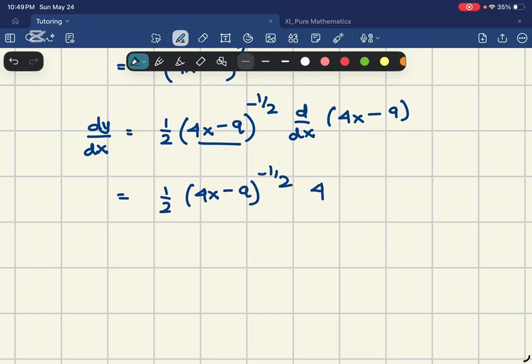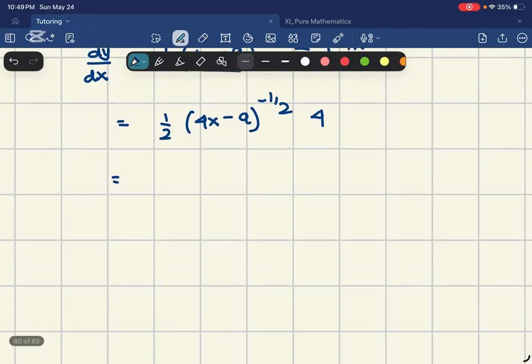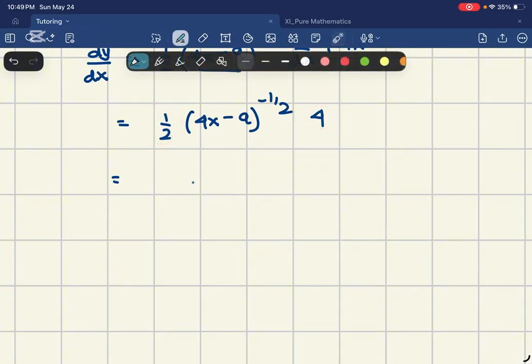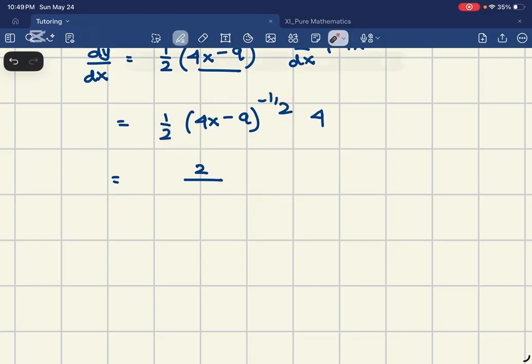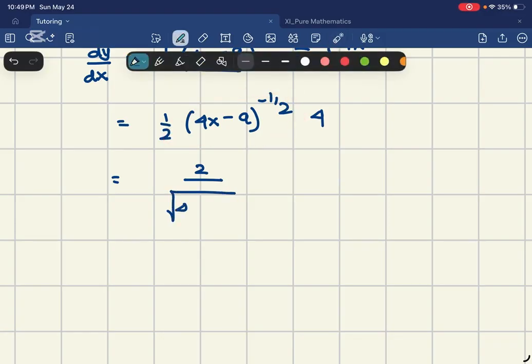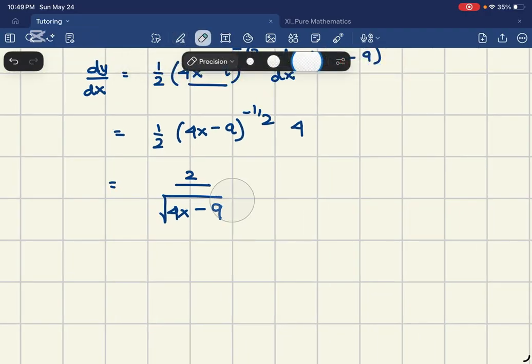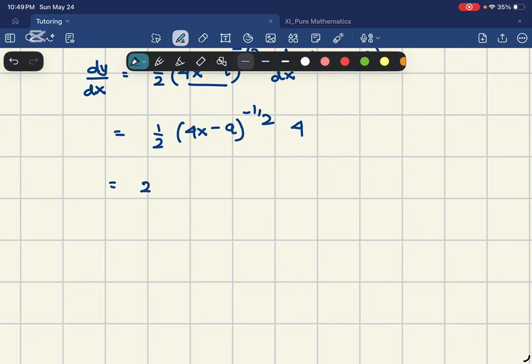you get 4. So now, when you simplify this expression, right, 4 times half is going to give you 2. And then this part, you can write it in your denominator. So you can write it as square root of 4x minus 9. So that is your dy by dx, right? However, because we want to take the second derivative, I will choose to write it as 2 times 4x minus 9 to the minus half power.